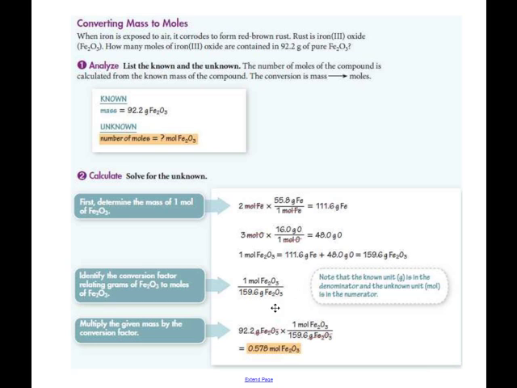Now that we have this, this time we're going from grams to moles, so we want grams to be on the bottom, we want moles to be on the top, right? And grams cancel, we're left with moles, and we get our final answer. This time we're dividing instead of multiplying.